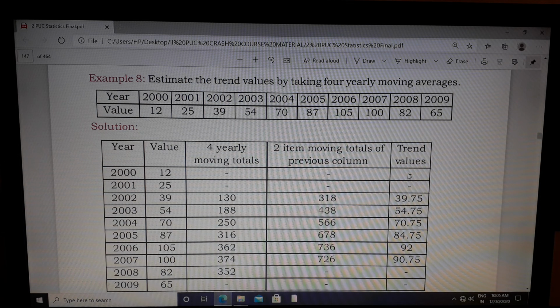Method of least squares. 3 methods we have. One is straight line, another one is quadratic or parabolic, and the third one is exponential trend. So let us see the least squares method now.